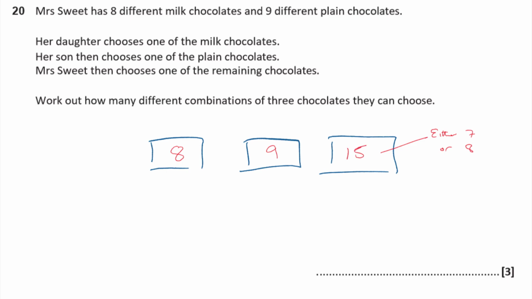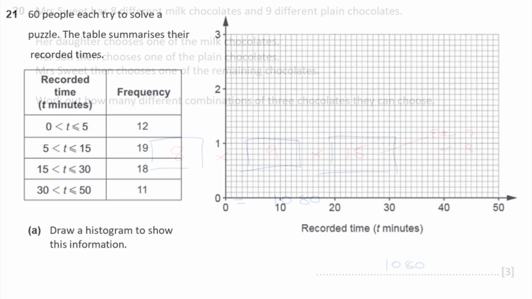Okay, so then to work out the total combinations, you're going to multiply these together. So our 8 choices for the daughter times our 9 choices for the son times the 15 choices that Mrs. Sweet gets. So what is that then? 8 times 9 times 15, that comes to 1,080. Okay, so 1,080 choices.